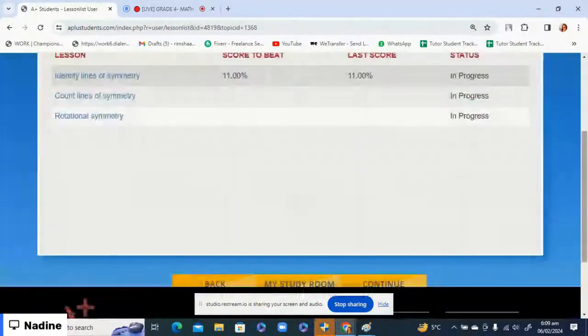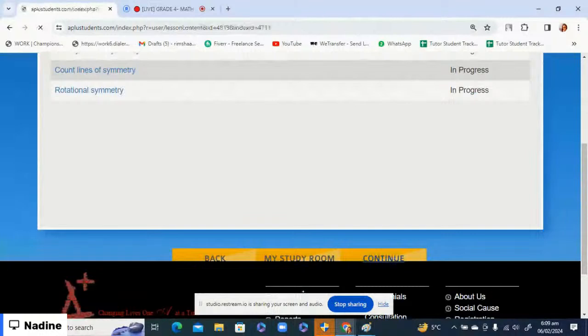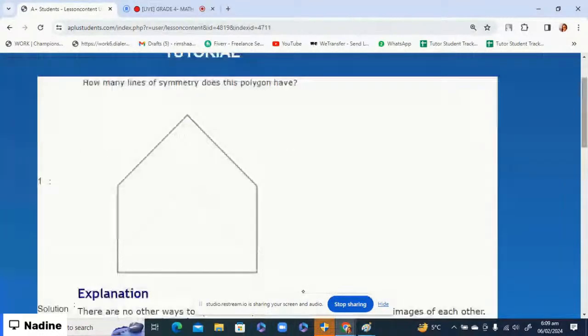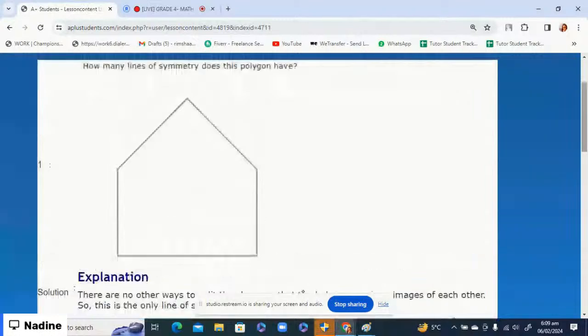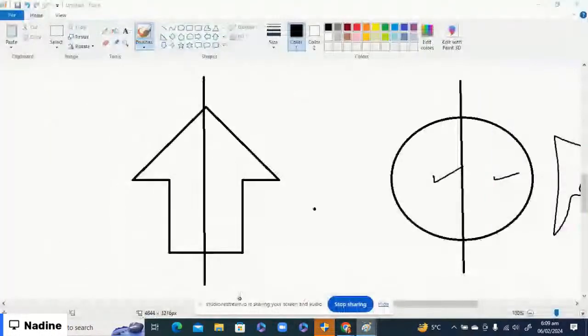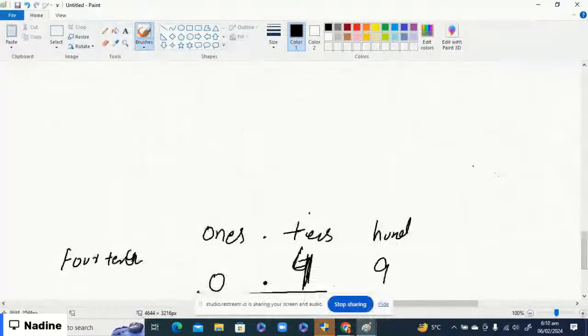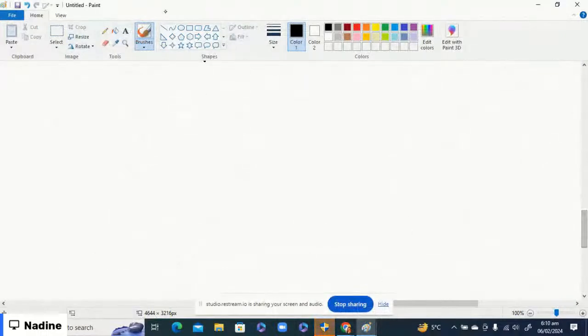So here is the second lesson, count lines of symmetry. Let's do this one. How many lines of symmetry does the polygon have? This is a polygon. Okay. Let me draw the shape of that polygon here, for example. This is your polygon.